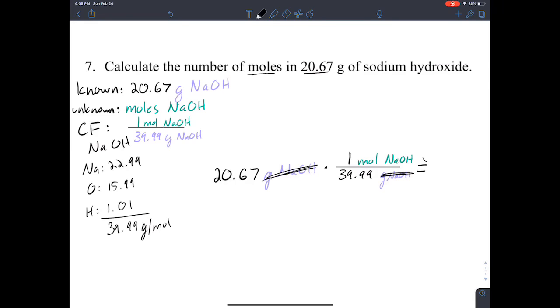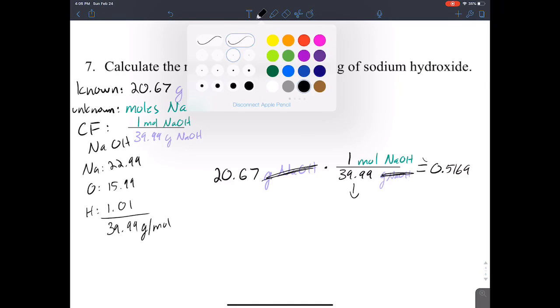And some of you were rounding and you were just turning this into 40 grams. If you're going to round this, round it to the hundredth. So even if you're going to round it to 40, which I'm okay with, it needs to be 40.00. So you keep those 4 significant figures. Okay, so we're keeping 4 significant figures. It's going to be 0.5169 moles.